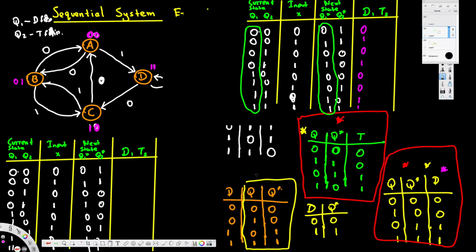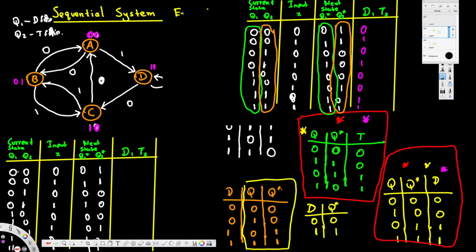Now for the T flip-flop, we've made a relationship right here. For the T flip-flop, if both of them are the same, Q and Q next are the same, it's 0. If both of them are different, it's 1. So let's look at that one. Let's use a different color for that. Q2. Okay, if both of them are the same, it's going to be 0. If both of them are different, it's going to be 1.